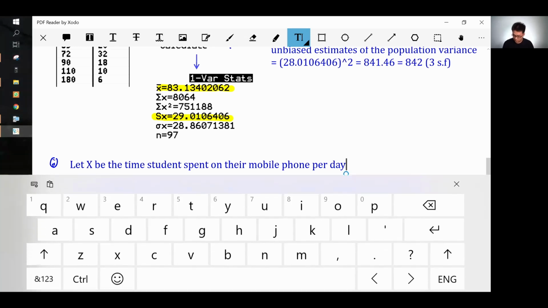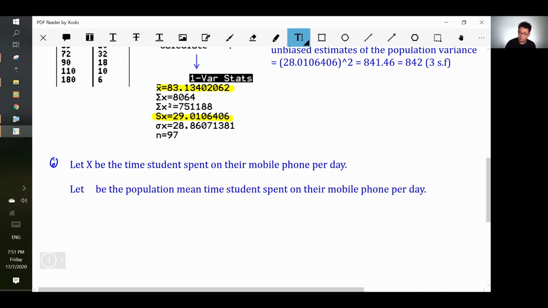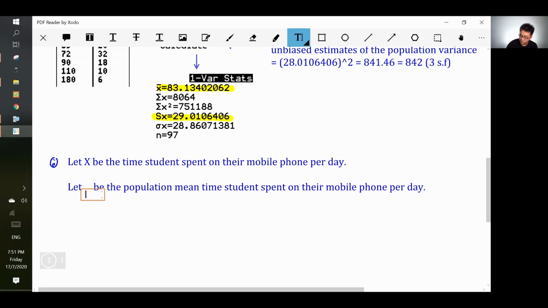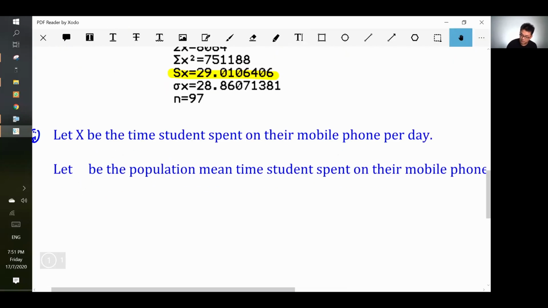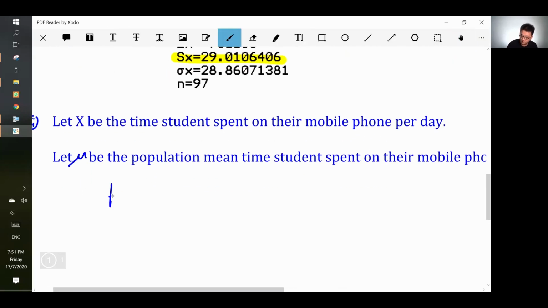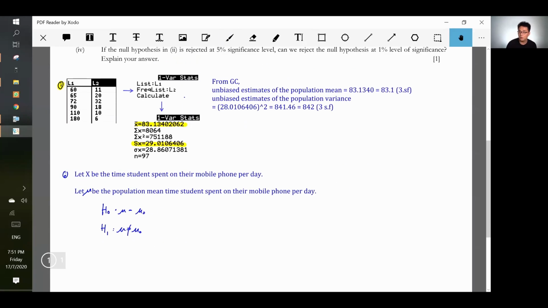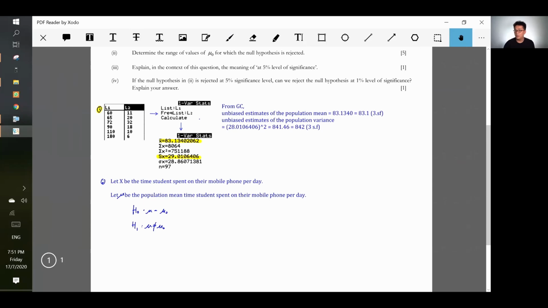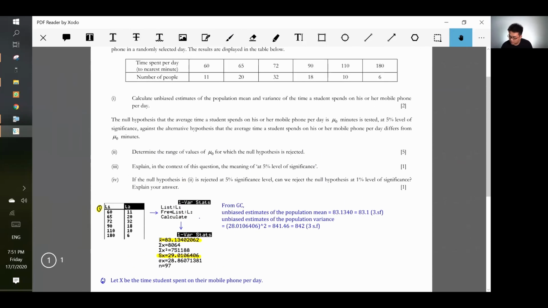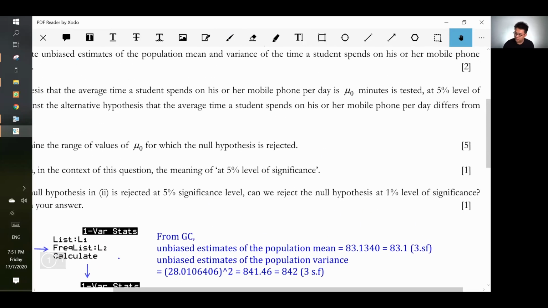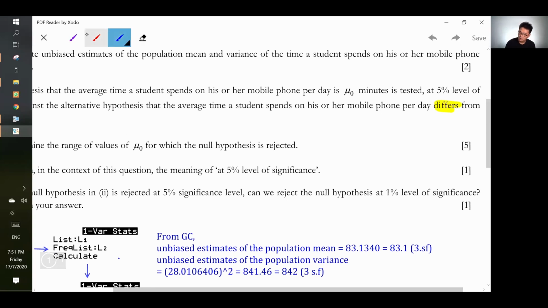Okay. So some schools will require you to define the population mean, some don't. So it depends on your school. So just follow whatever is asked of you. So H0 is mu equals mu naught. H1 is mu not equal to mu naught, because they want differ, right? It's a two-tailed test. Differs just means not the same.